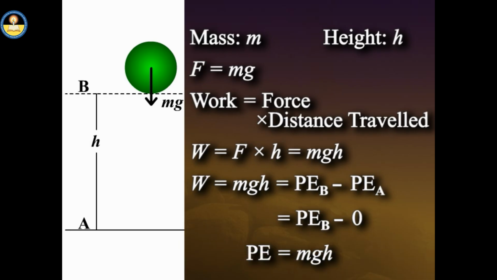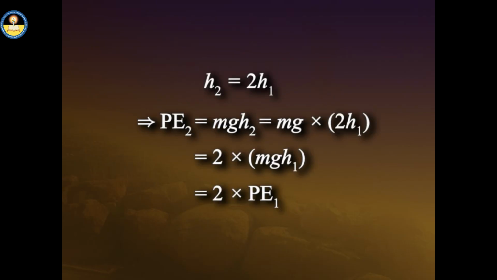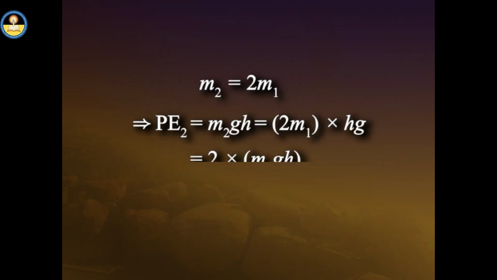Therefore, potential energy is equal to mgh. That means, for a twofold increase in height, the potential energy also increases by a factor of 2. If the mass of the body is doubled, then its potential energy also gets doubled.